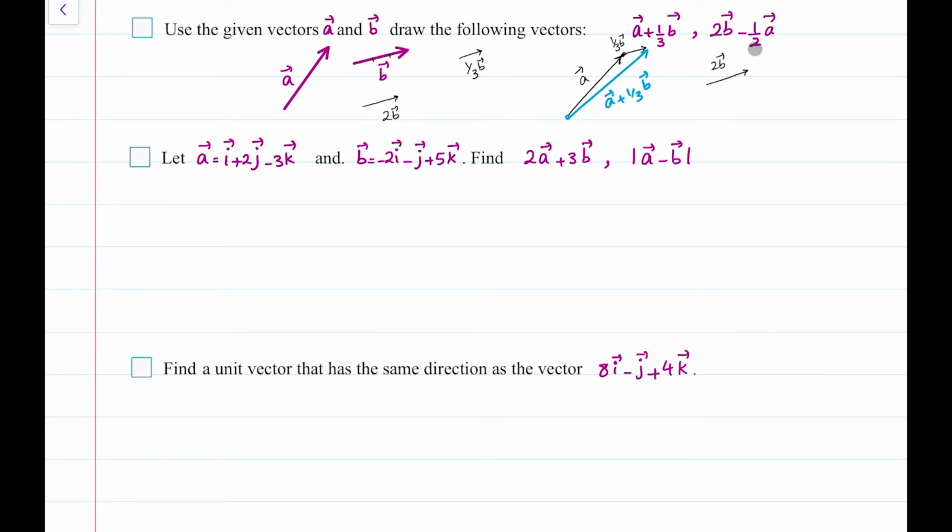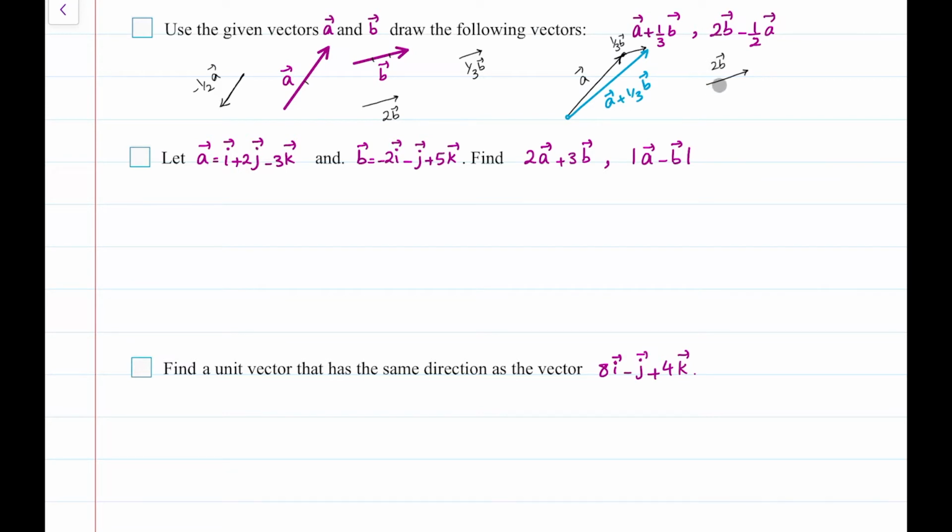And then negative 1/2 of A. Okay, negative 1/2 now is a negative number, so the direction would change. Also the length would be reduced to half of it. So the half of A would be the same as this one, and then it would be negative. So instead of graphing like this, I have the opposite direction like that. So this is negative 1/2 A.